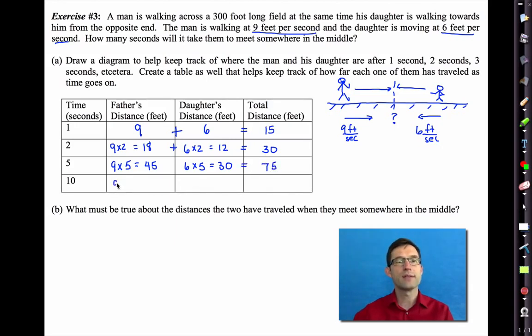And finally, after 10 seconds, the father has walked 90 feet. The daughter has walked 60 feet. And together, they've walked 150 feet. All right, so we're just getting a feeling for what's going on physically here. Okay? Part B, read that over, and then we'll read it together.